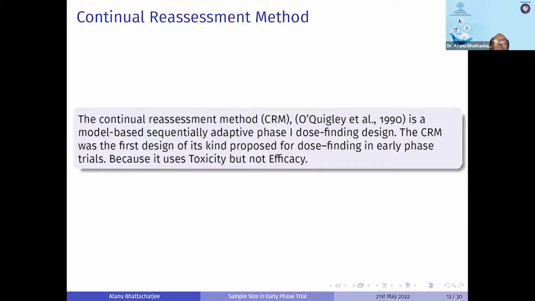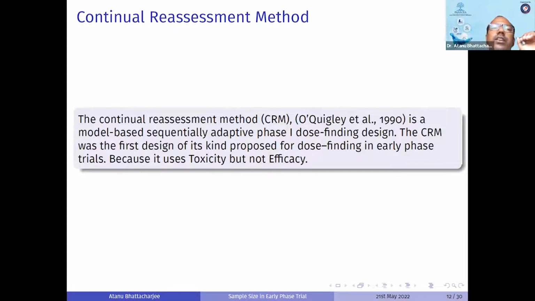Now, how do we deal with this? The procedure for calculating the sample size. As I mentioned, in early phase trials there is no simple approach to calculate the sample size. The way you conduct the study is important for phase 1, and that is merged with the sample size here.